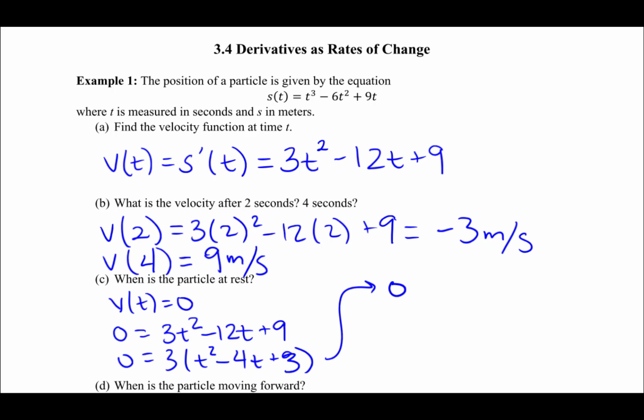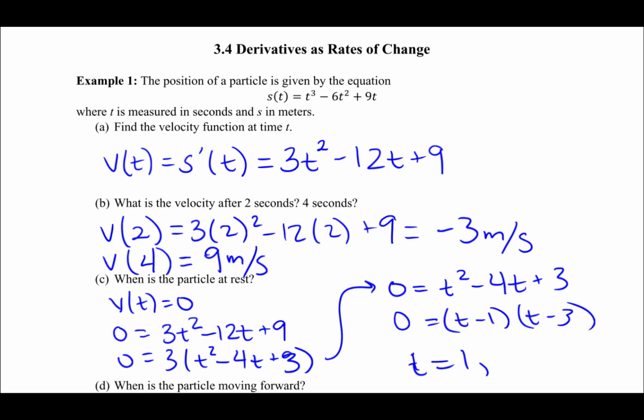Doing so here, dividing both sides by 3, I get 0 equals t squared minus 4t plus 3. And if I factor that remaining expression, I get t minus 1, t minus 3. Set those each equal to 0, and I get t equals 1 or t equals 3. Don't forget units. Time is measured in seconds here.